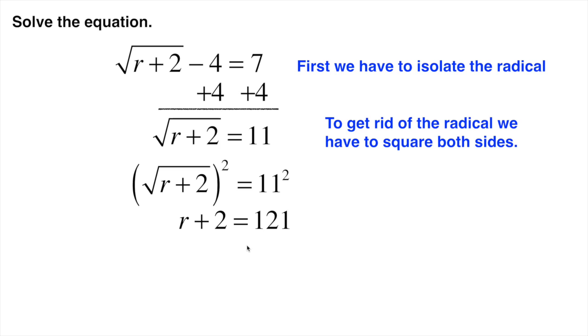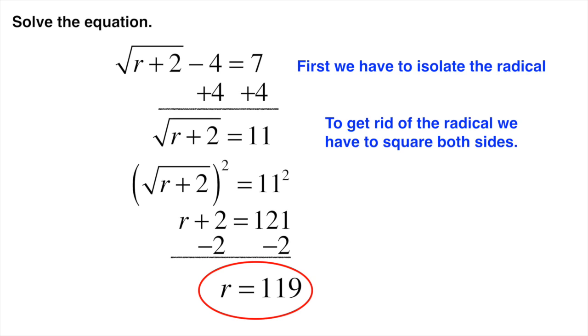Now we're going to solve this just like a normal traditional equation. I've got r plus 2 equals 121, and I'm trying to find the value of r. So what I'm going to do is get rid of this 2. The way I do that is I subtract 2 from both sides. I find out that r equals 119. Remember, you can always plug this back in as well to make sure that you got the right answer.